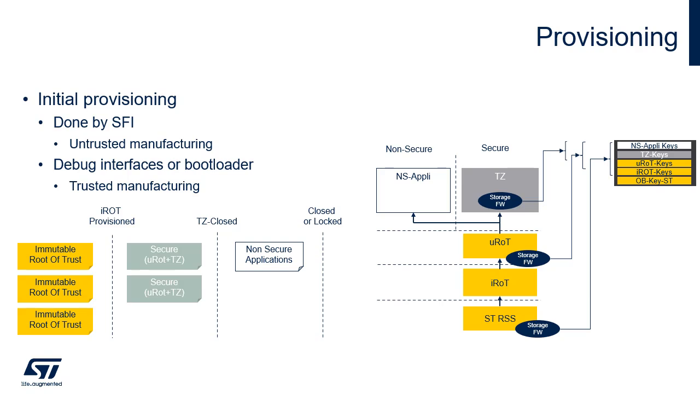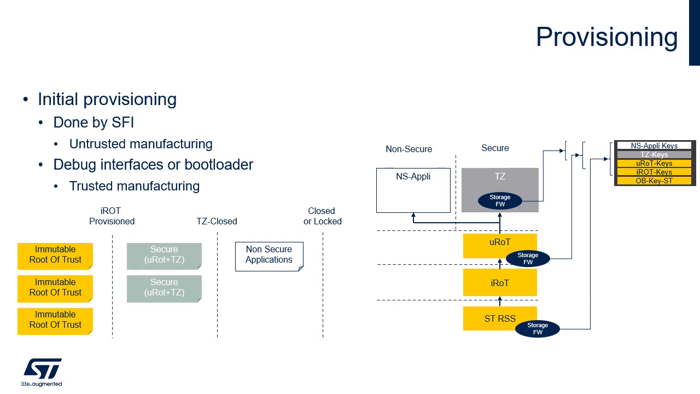In case of untrusted manufacturing, initial provisioning should be performed through SFI. In case of trusted manufacturing, a debugger or bootloader can take care of this initial provisioning. The difference between the two approaches is the encryption of all firmwares, OB keys and option bytes when manufacturing is untrusted. Image install requires encryption and therefore keys.